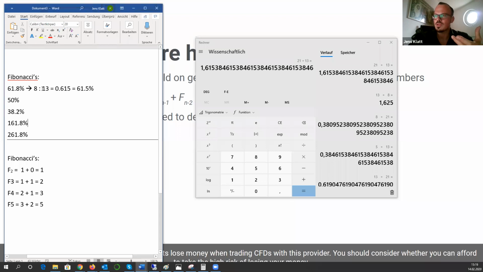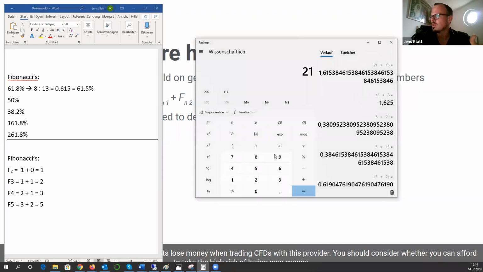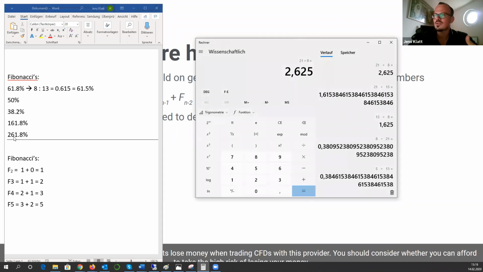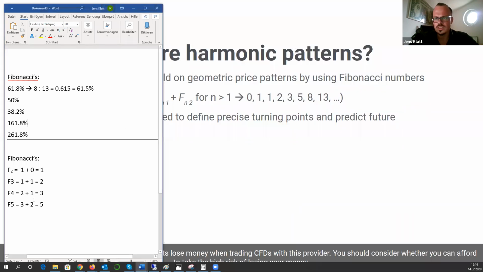The same is also true when you now divide 21, the next Fibonacci number, by 8, for example. Then you get, surprise, surprise, a number near 261.8, in fact. And this is how these numbers come into existence. So there's plenty of room for adaptations. And some people might say, but I've also seen 78.6, for example, and everything like that. And I've also heard about the Golden Cross. We don't want to dig too deep into this.